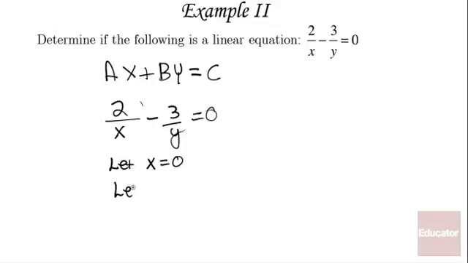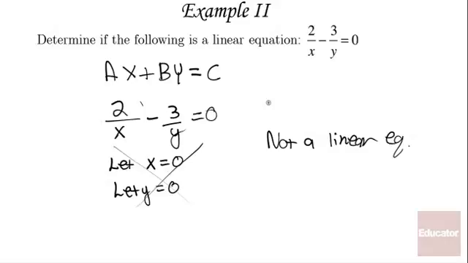If I were to let y equal 0, I'd run into the same problem trying to determine my values for x. Therefore, you can't do this and end up with coordinate pairs for those points. Because of that, this is actually not a linear equation, even though I could manipulate this around and get it into standard form. I've got a problem here with having x and y in the denominators.